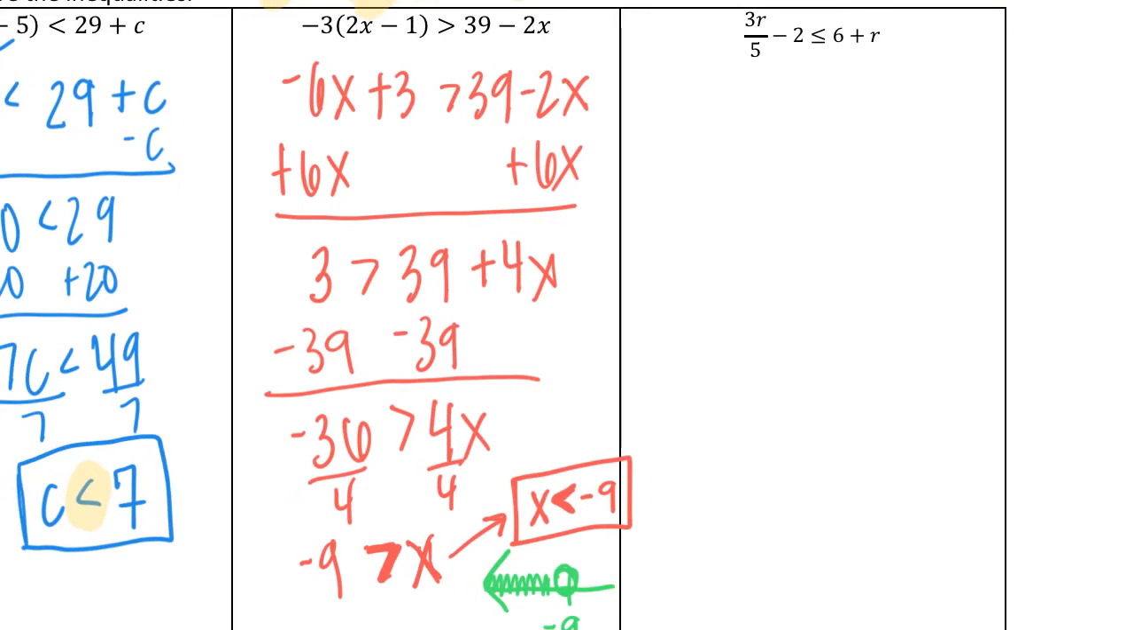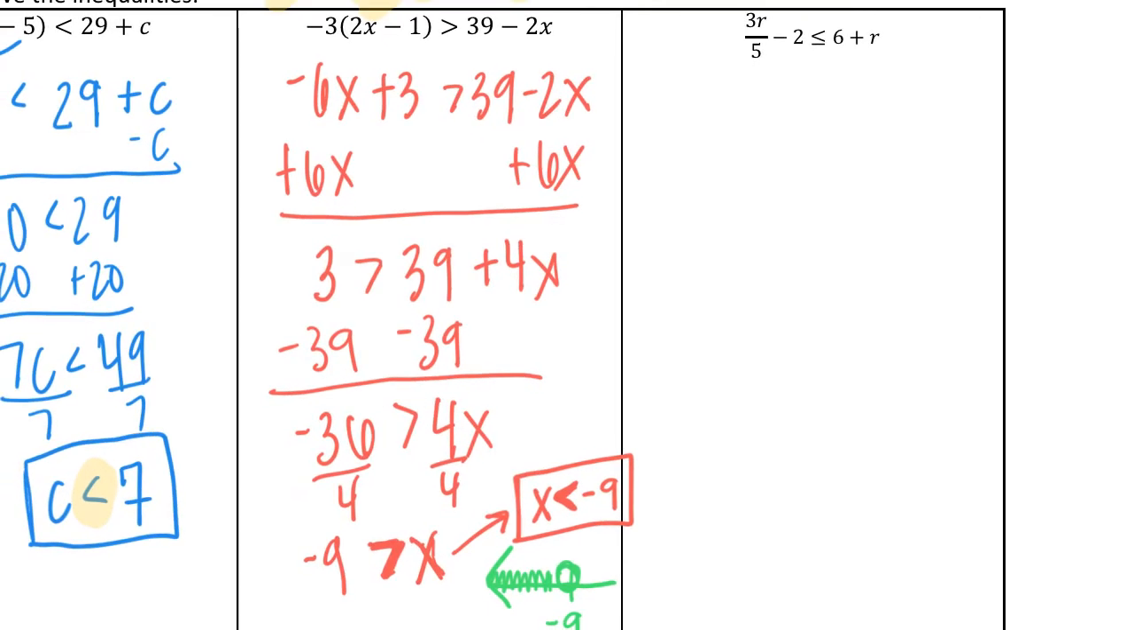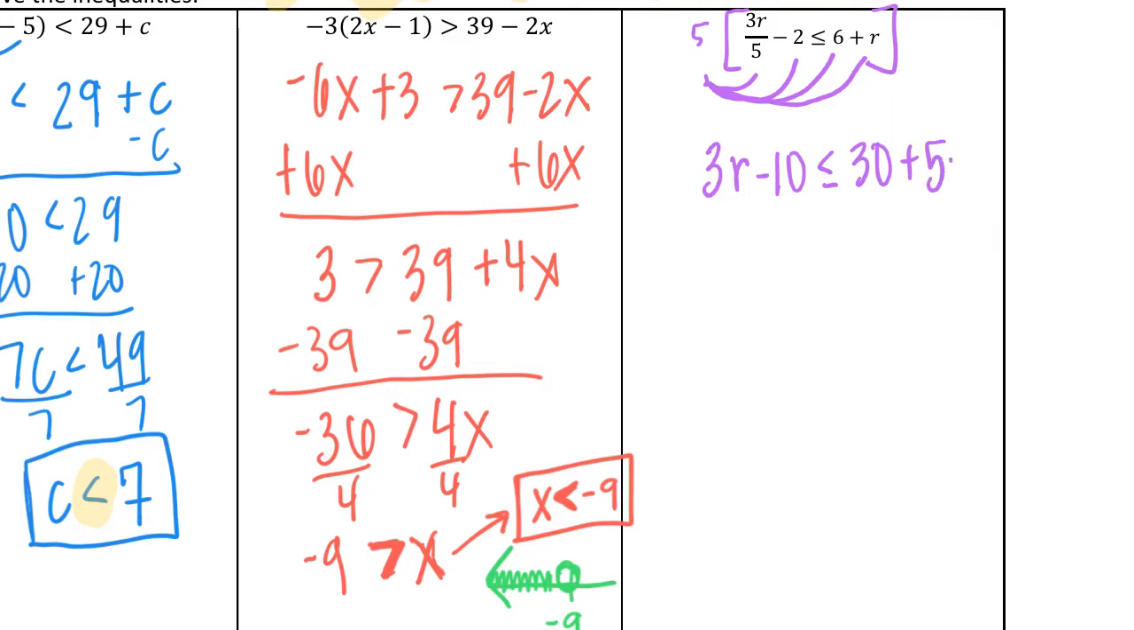Let's try out this final problem to the right. I'm first going to clear out the fraction by multiplying through by the denominator, 5. Remember, just like when you've been solving equations over the past couple weeks, that 5 needs to be distributed to every number inside the inequality to keep your inequality balanced. We'd have 3r minus 10 is less than or equal to 30 plus 5r. Now we have no fractions. Keep on solving.